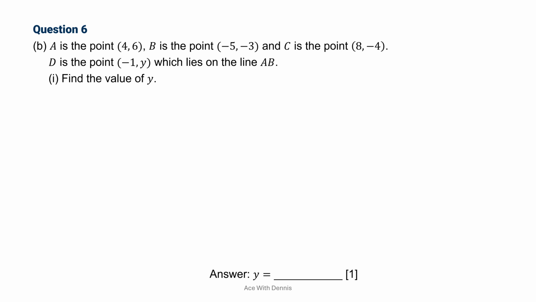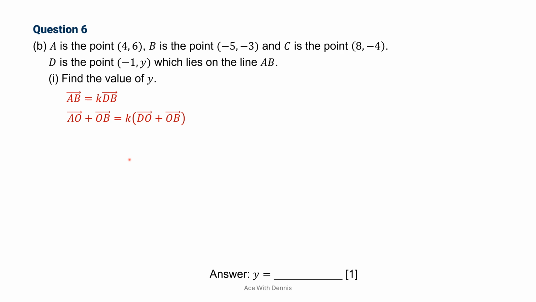Either we use the vector method or we use the coordinate geometry method. So let's look at the first method, which is the vector method. Since D lies on the line AB, we can say that these 3 points are collinear. Hence, we can say that vector AB equals k vector DB. So vector AB can be written as vector AO plus vector OB, then equals k times (vector DO plus vector OB). All these are the position vectors of points A, B, and D.